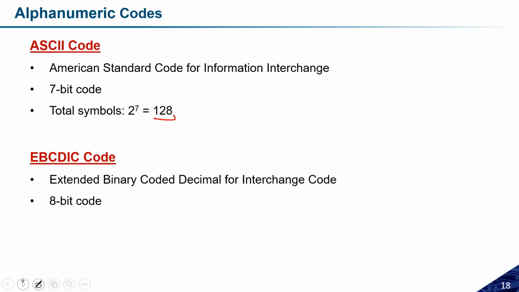The length of this code is 8 bits, and the total number of possibilities that we can accommodate here is 2 to the power 8, that is 256. So if we have more symbols that we need to accommodate in a code, in that case I have to use this EBCDIC code. Okay, so this is the importance of alphanumeric codes like ASCII and EBCDIC.